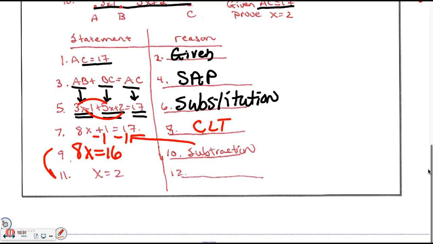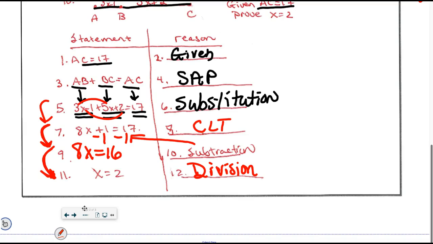And then how do I go from, and again with these proofs, you're always looking at one step to the next. What would I do to get from here to here? I would subtract. What would I do to get from here to here? I would divide. So I call it division property. And you can write property of equality if you would like to.